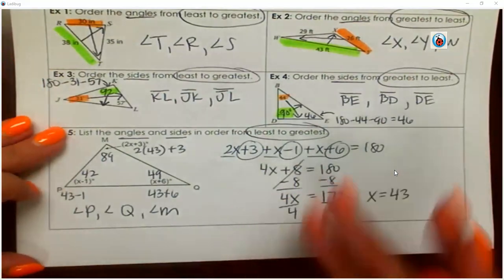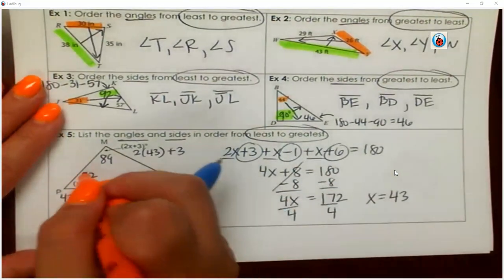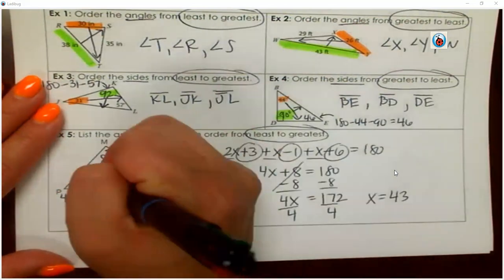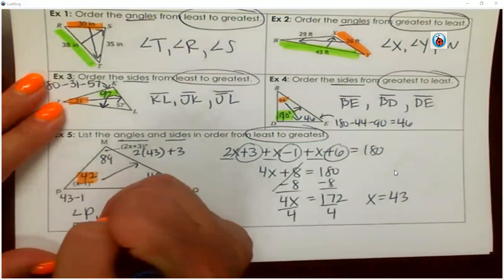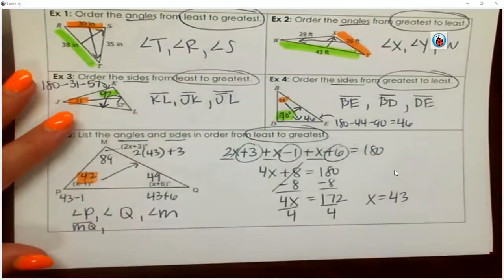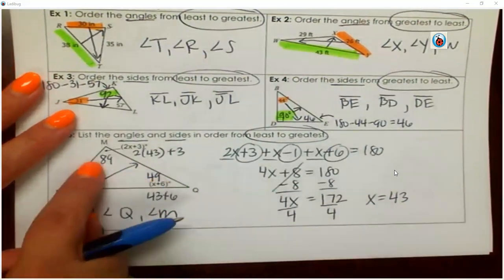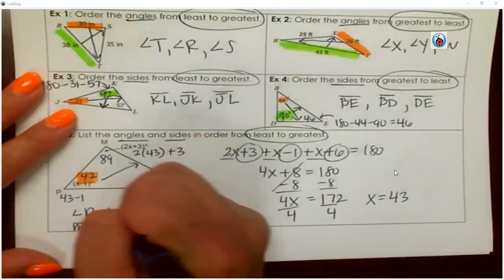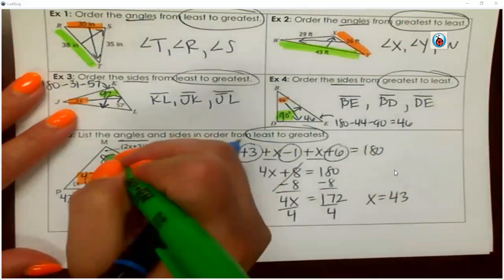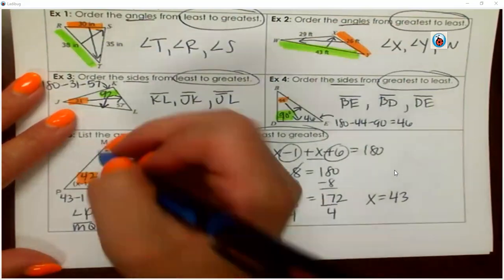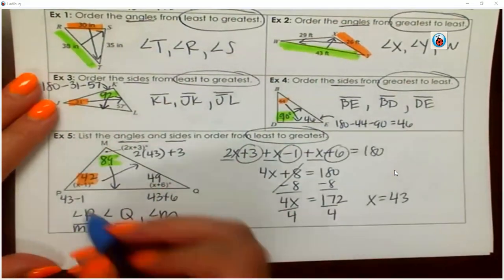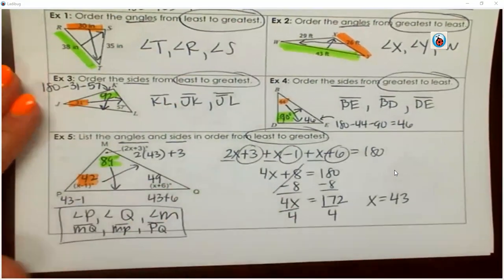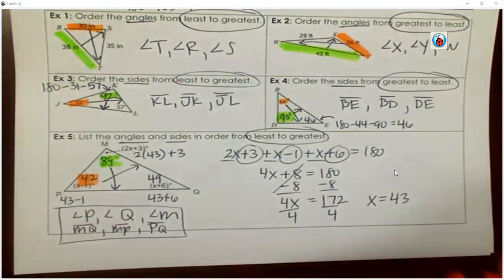Well, in this case, the smallest one was 42. So therefore, the opposite side would be MQ. Then I have 49. The opposite of that is MP. And then the largest one was 89, which the opposite of that one is PQ. So here you have the angles and the sides in order from least to greatest.